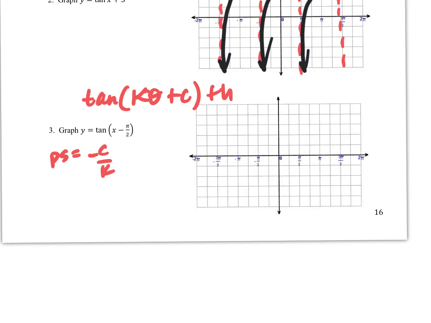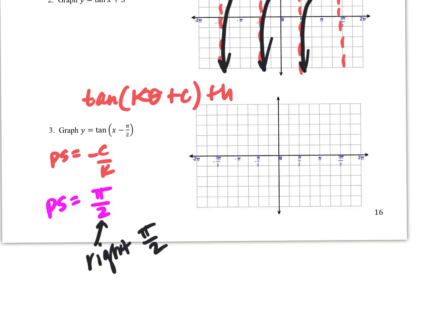So what would be my -c here? You got it, girl. Thanks for saying positive, right? She's like, all right, it's already negative in the problem. So -c would be a positive pi over 2. What's our k? Yeah, it's just 1. So pi over 2 divided by 1. All this means, you guys, is we're taking our starting point and we're shifting it which direction? It's positive. So we're going to go right.